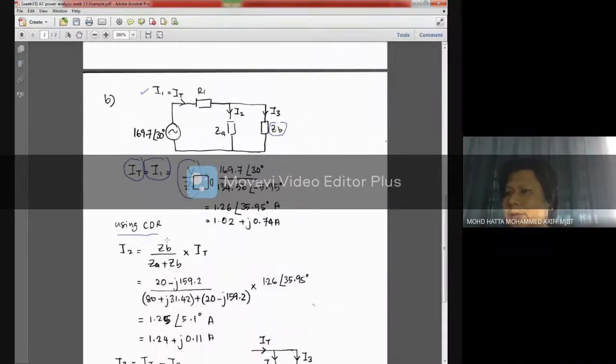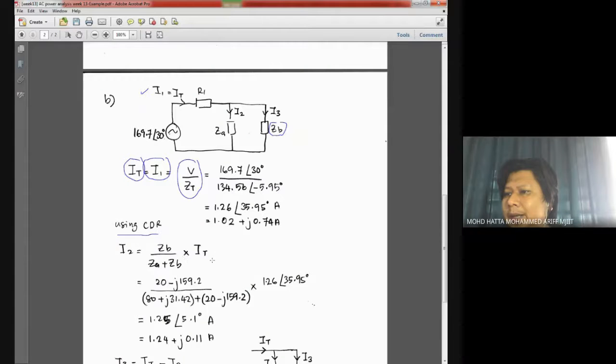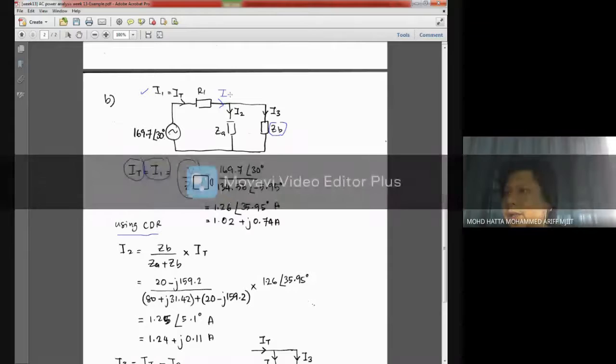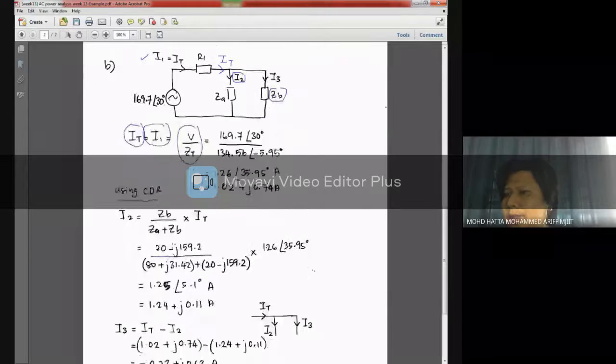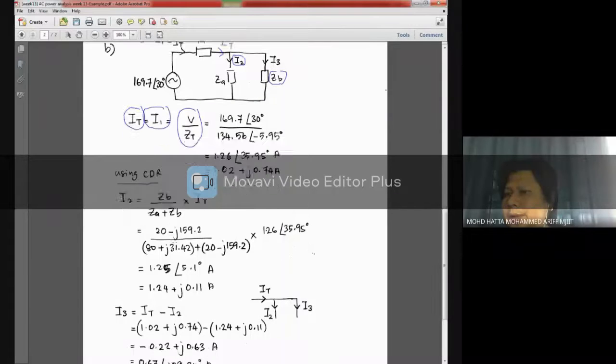All right, I2 is given by this equation: ZB divided by ZA plus ZB, times I total, because we know that the total current is over here. So we divide the total current in order for us to get I2. So that's the calculation for I2.